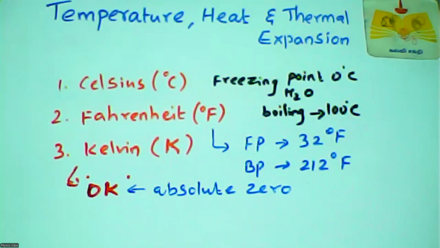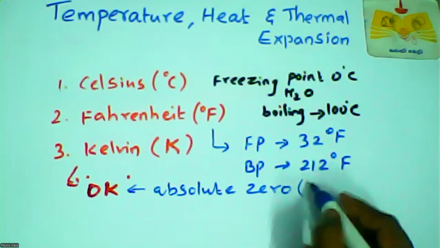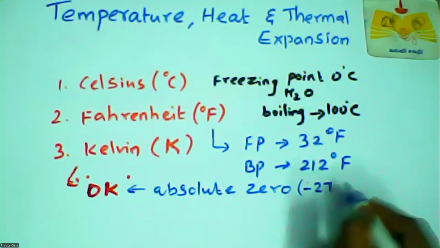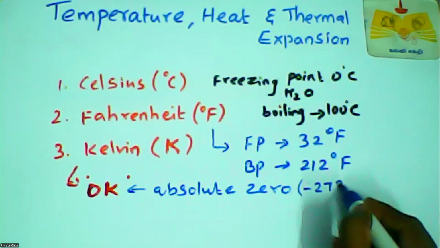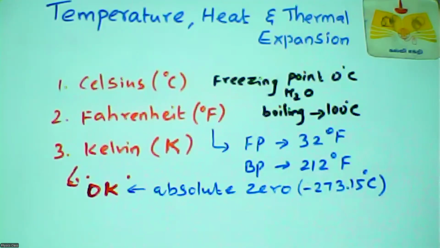Okay, absolute zero. This is an absolute scale, and 0 Kelvin is absolute zero. In degree Celsius, it is minus 273.15 degree Celsius. Clear? Okay.